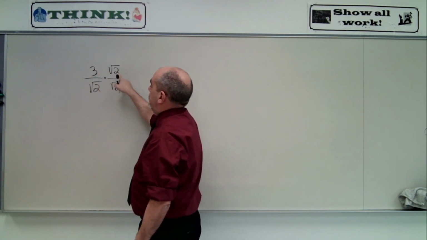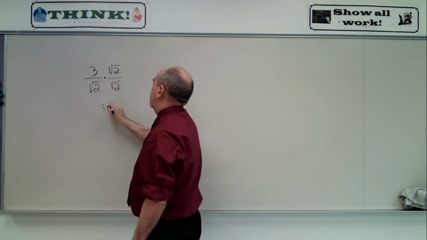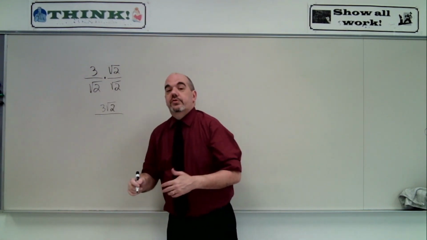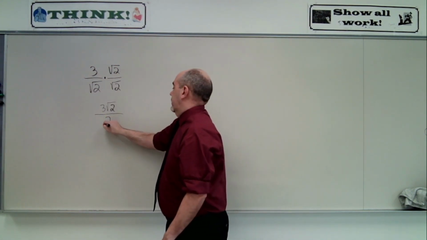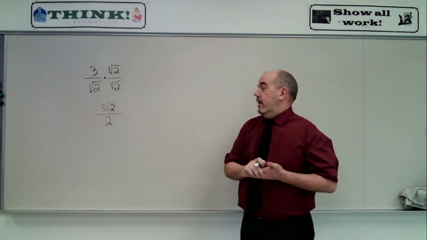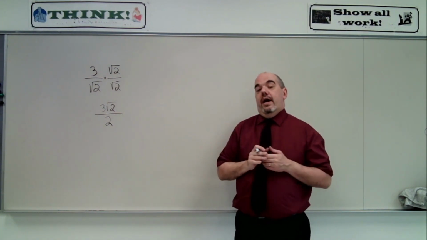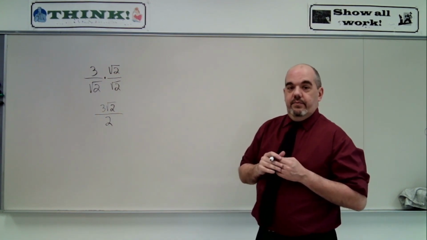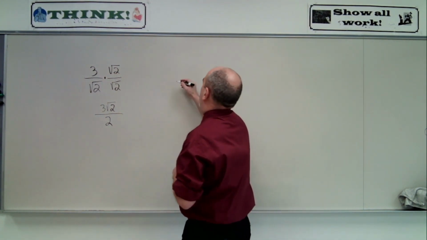So if I multiply the numerators, I get 3 times the square root of 2. And when I multiply the denominator, the square root of 2 times the square root of 2 is 2, just like we talked about in the previous video. And you can see now we no longer have an irrational number in the denominator. We have rationalized it. Let's take a look at another example.